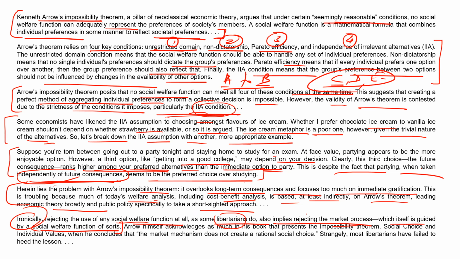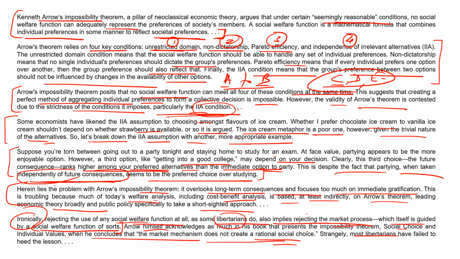That's what he's saying. So this is the irony. Arrow himself acknowledges as much in his book that presents the impossibility theorem, Social Choice and Individual Values, when he concludes that market mechanism does not create a rational social choice. Strangely, most libertarians have failed to heed the lesson. So Arrow wrote these things in his own book, Social Choice and Individual Values, that market mechanism does not create a rational social choice.